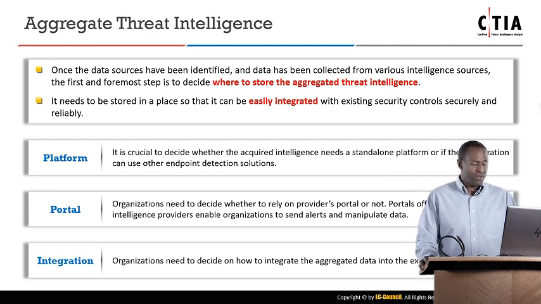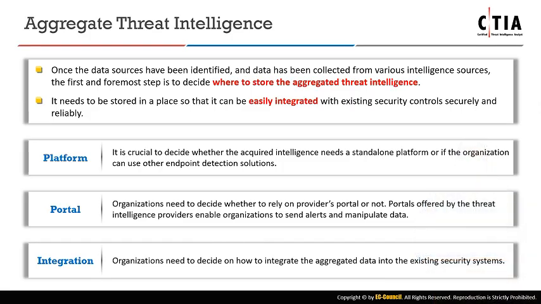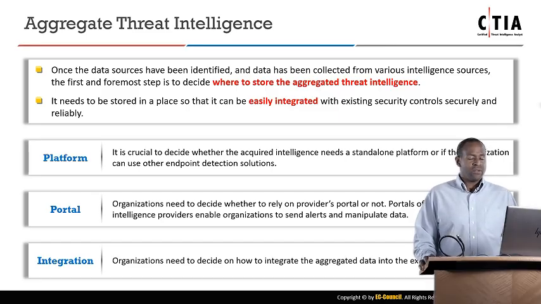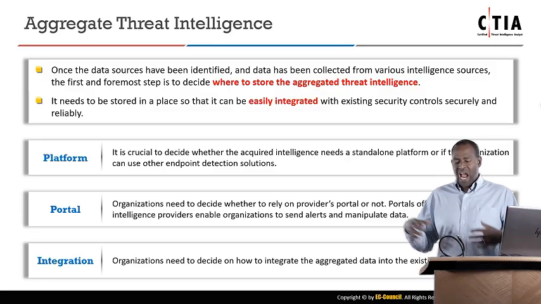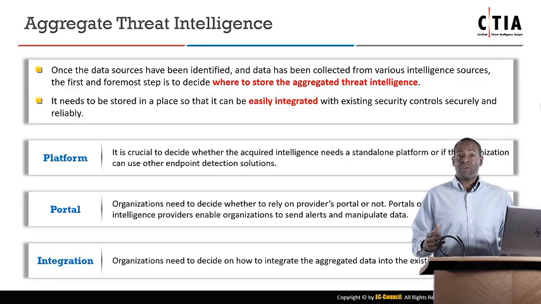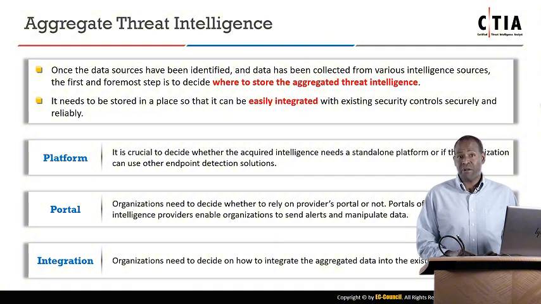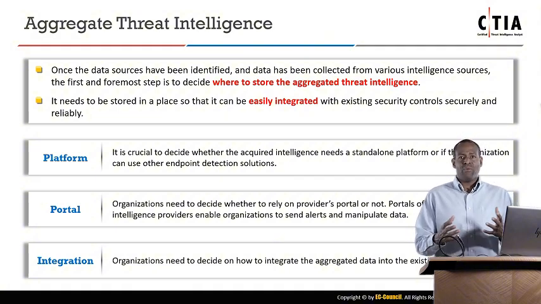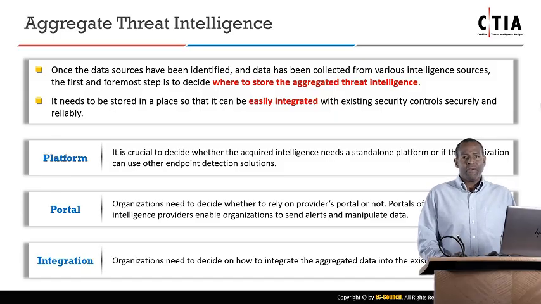The second one is portal. An organization needs to decide whether to rely on a provider's portal or not. Portals offered by the threat intelligence providers enable the organization to send alerts and manipulate data. So let's say that you go with a big name provider. That big name provider says, you know what? We are aggregating your data. We're aggregating data from other sources. And together we're able to respond better to threats that are out there. And they will promise to keep your data safe, but maybe you might want to consider using a portal.